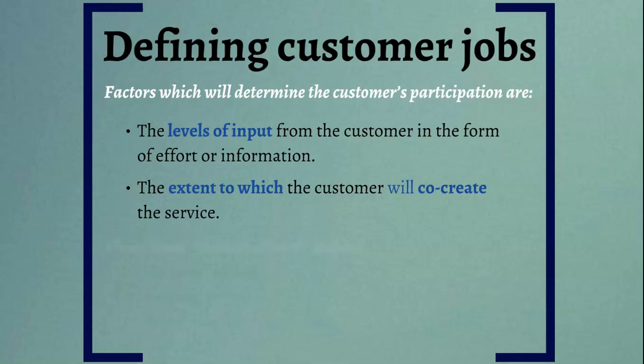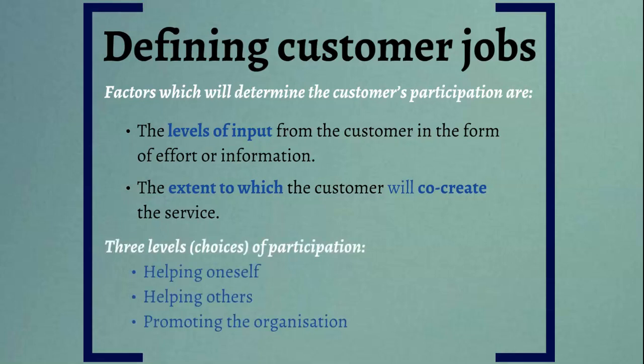Then there are three levels or choices of participation: helping oneself, helping others, and promoting the organization. Helping oneself is where the customer will download the app and use it to order a specific product from takealot.com. Helping others is assisting family members, colleagues at work, fellow students, or random strangers who struggle using the app on the internet. They can provide advice with a stepwise process to assist them to use it successfully.